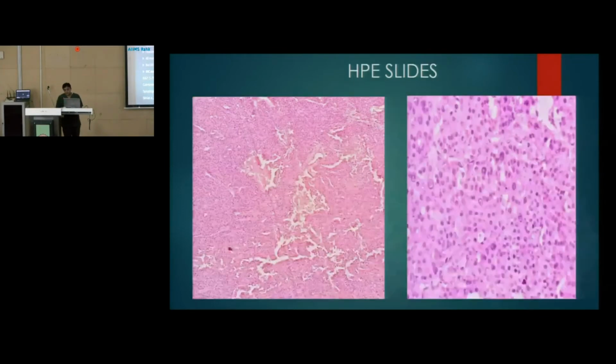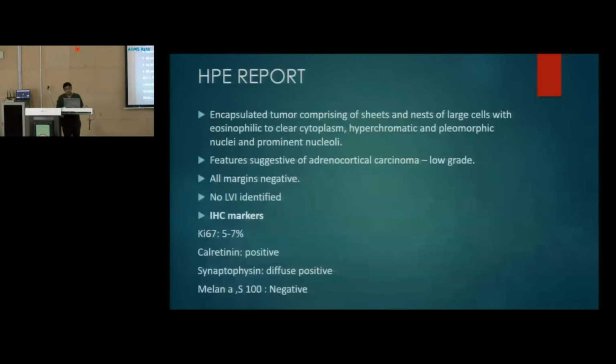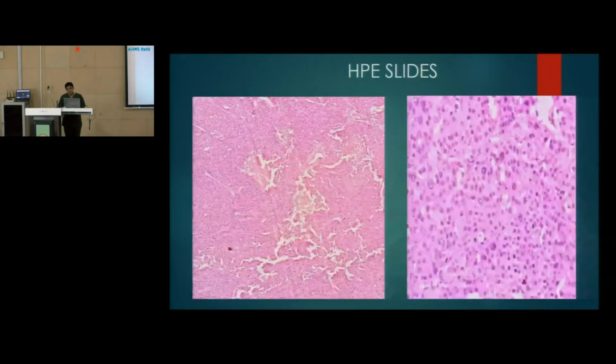Thank you, Dr. Samiksha, for the detailed description of the histopathological report. So, in the HPE report, it was an encapsulated tumor suggestive of adrenocortical carcinoma, low grade, all margins were negative, and no lymphovascular invasion was identified. On IHC marker, Ki67 was 5 to 7%, suggestive of low grade disease.